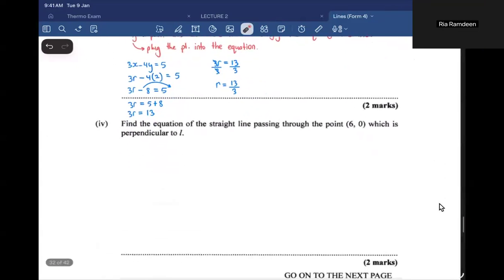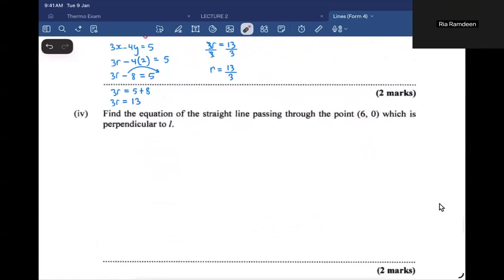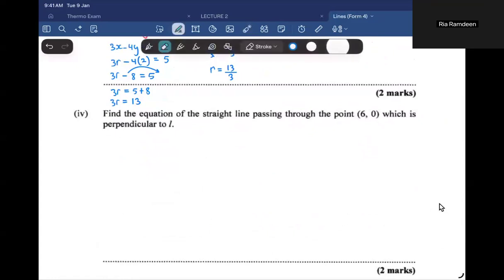All right, so Ria, part 2. What's in part 2? Find the equation of the straight line passing through the point 6, 0, which is perpendicular to L.